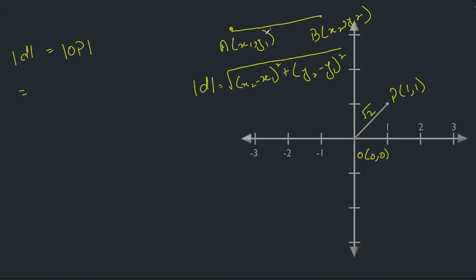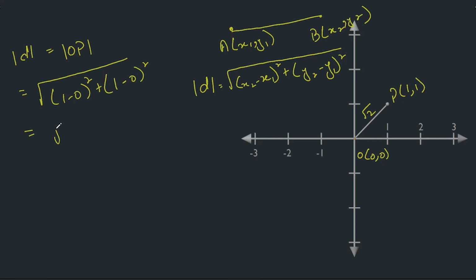So I am applying this formula between the points P and O. So the distance will become the square root of (1 minus 0) whole square plus, again, y2 is 1 and y1 is 0, so (1 minus 0) whole square.